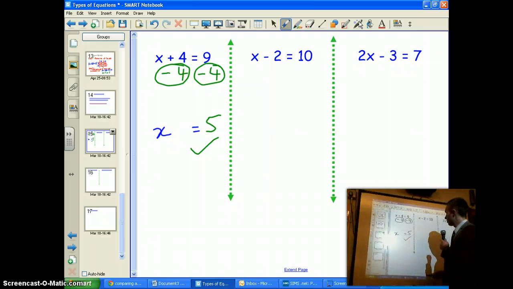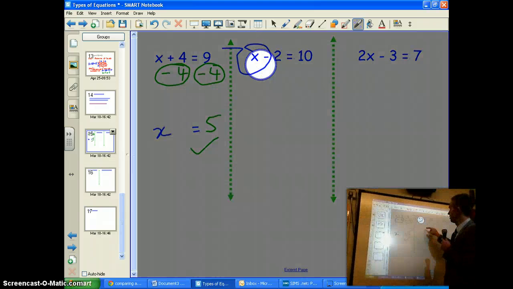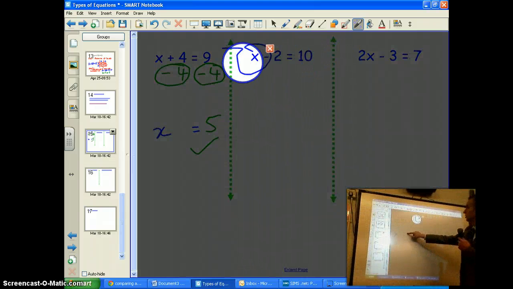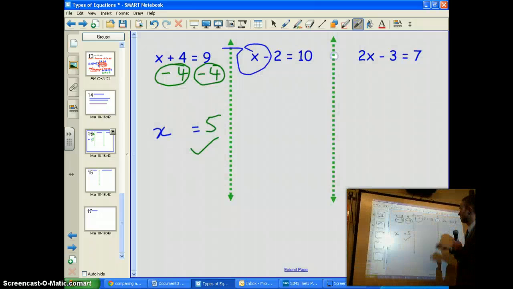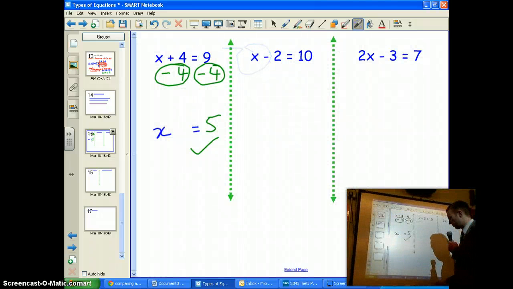We'll do the same on the next one. So here I end up with a number, take away 2 equals 10. And most of you will be able to work out in your head just what that is, alright? But we're going to go for quite a formal way of doing it again. So I want to end up with x equals something. Now on the left hand side I've got x minus 2. I don't want that minus 2.